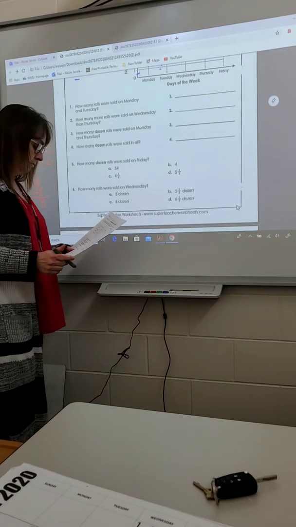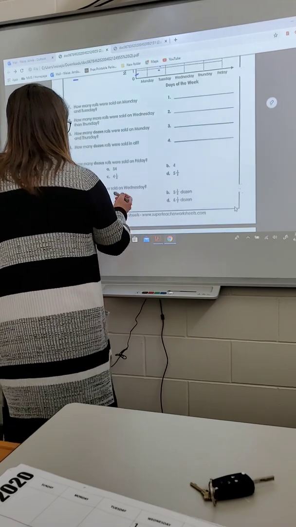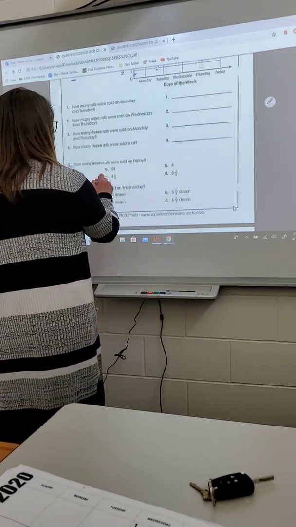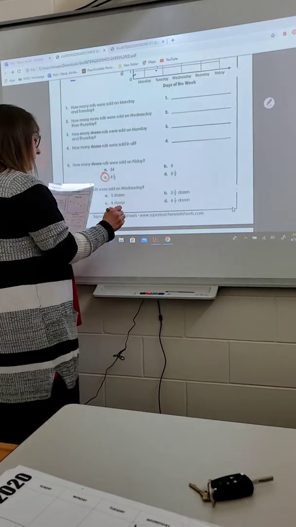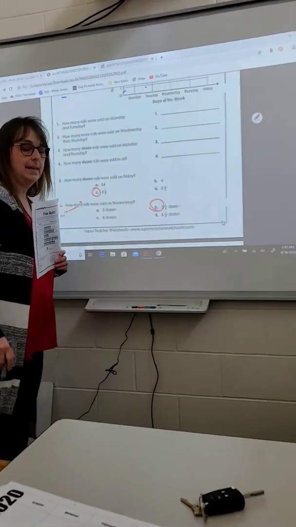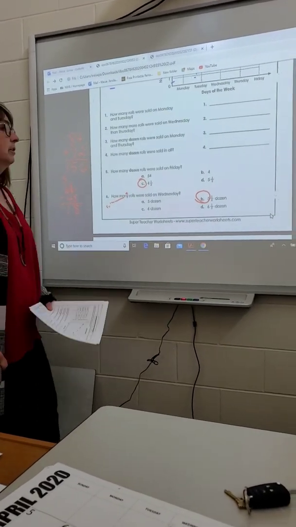And how many dozen rolls were sold on Friday? If we looked, we'd see 4.5. C. And how many rolls were sold on Wednesday? 5.5. B.